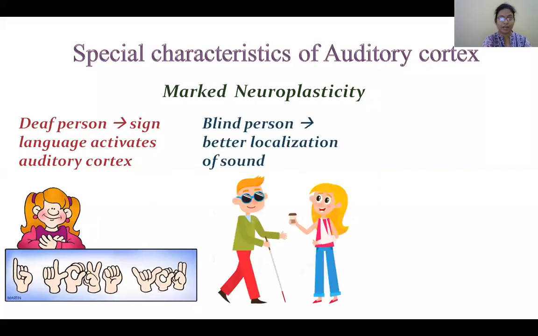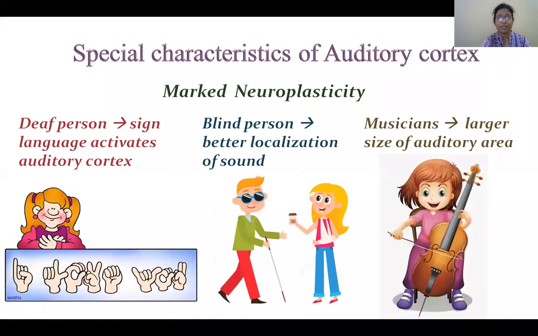Now coming to blind people. Blind people usually have better localization of sound. So this is another example of neuroplasticity. And very commonly seen among musicians, a larger part of the cortex is dedicated to audition and encoding of frequencies and music. So these are the different examples representing marked neuroplasticity in the auditory cortex.